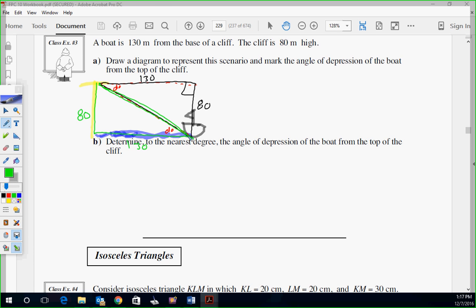So we want to figure out this angle. Again, I can use either one, opposite over adjacent. So it's going to be tan D equals 80 over... Opposite over adjacent. Yep, it's the same thing. You're looking off the cliff, giving yourself a horizontal line. 32. So the angle of depression is 32 degrees.